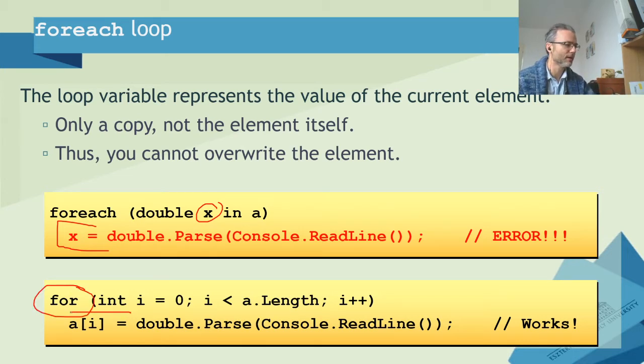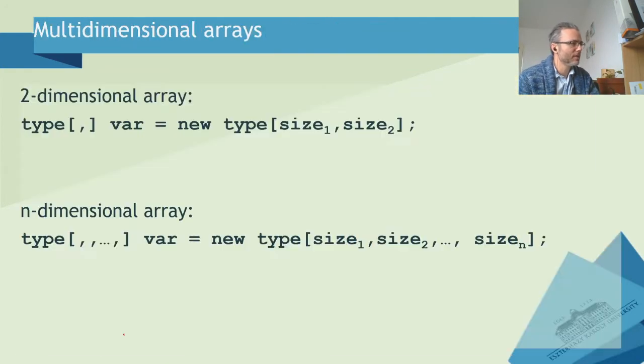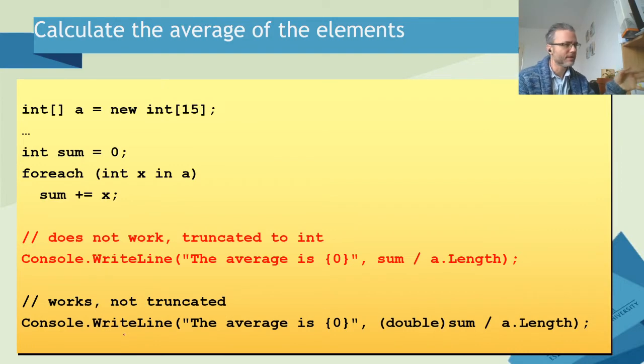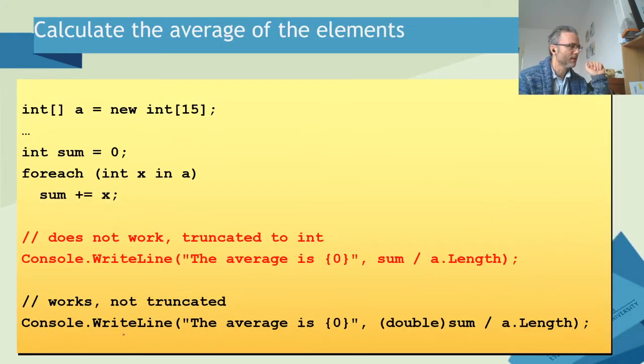There, assigning a value to an array element is allowed. So this is the only limitation of the for each loop in this sense. Okay, let me talk about two more basic algorithms, and then we are going to talk about the topic that Oleg suggested. So, for example, calculating the average.